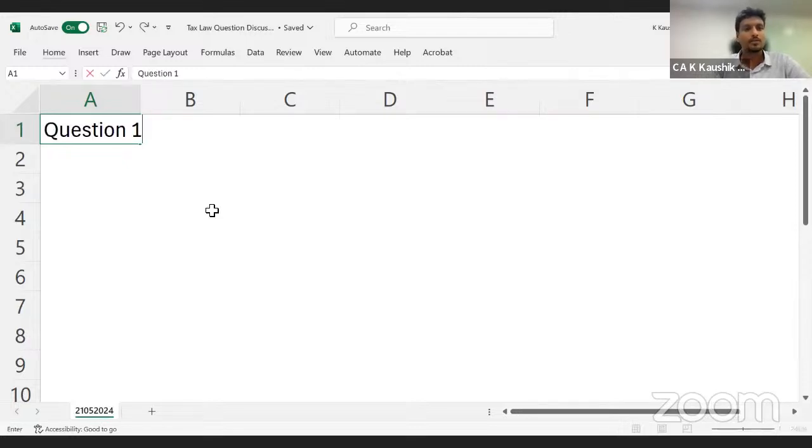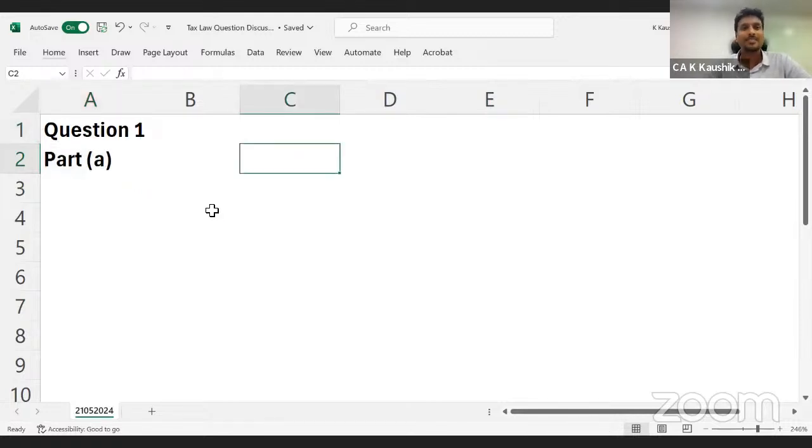Question 1, part A or sub question A. So for this, we will be plotting certain facts that are given in the question.